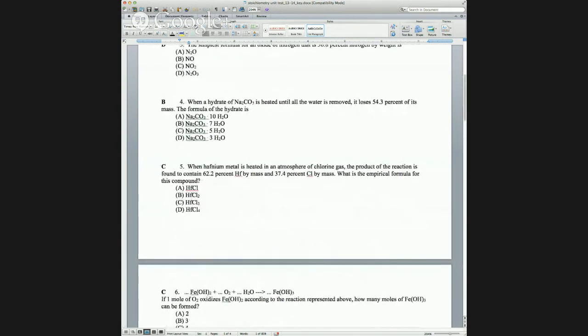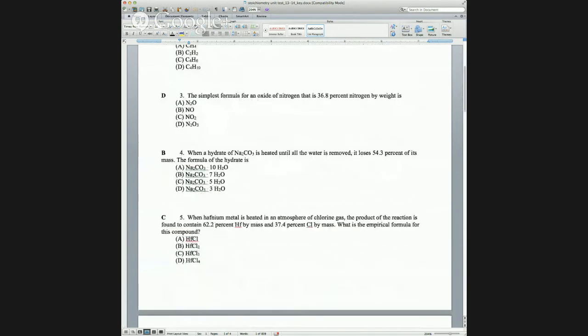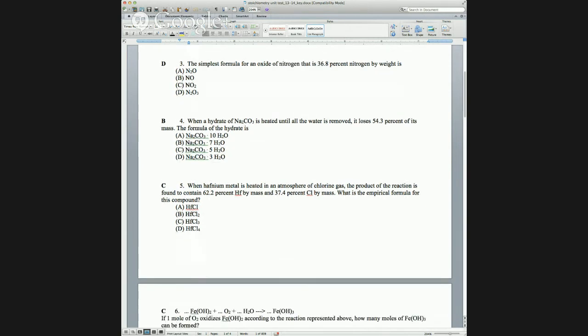Okay, so for number 4, you had to figure out the number of waters in the hydrate. You're going to have to do that in the free response. The same way we did it here, if it loses 54.3% of its mass, that means that 54.3% is water. So you divide that by 18.02, and you get the number of moles of water, and you compare it to the moles of the sodium carbonate you have.